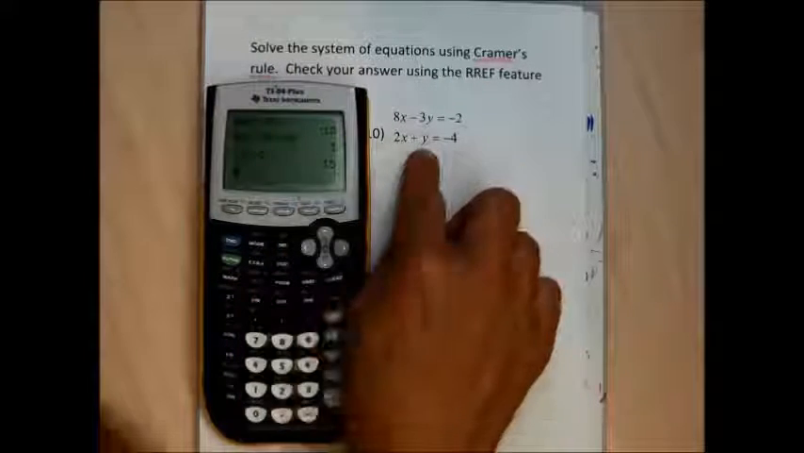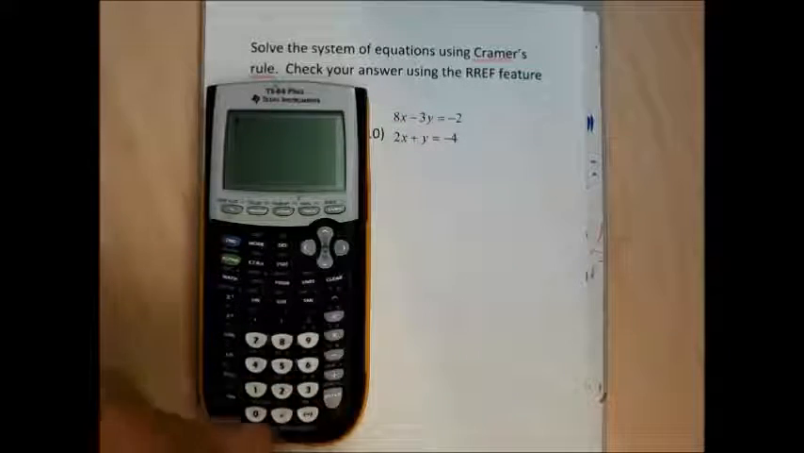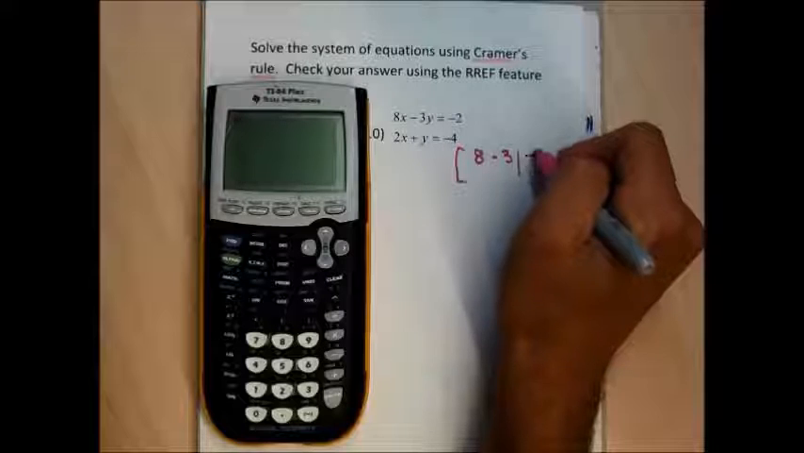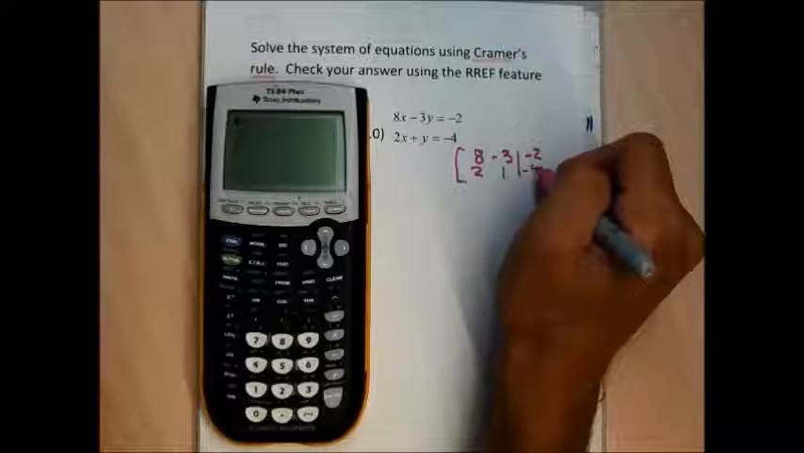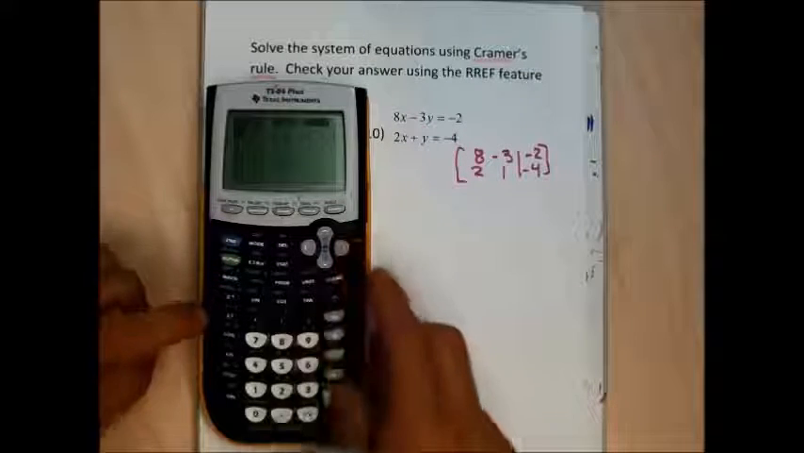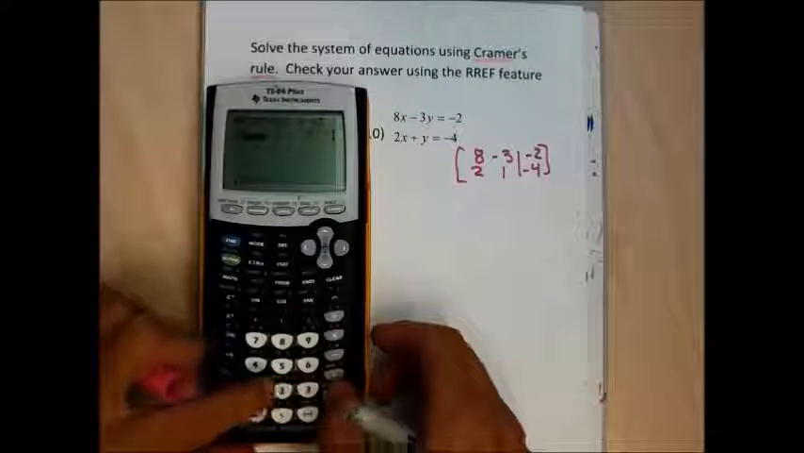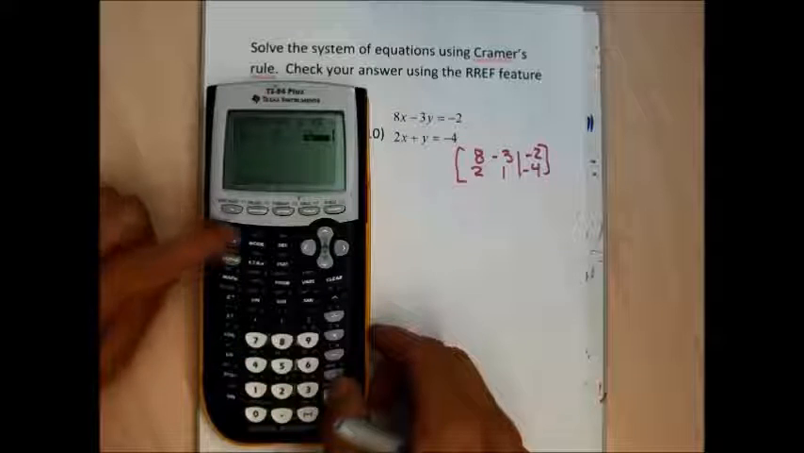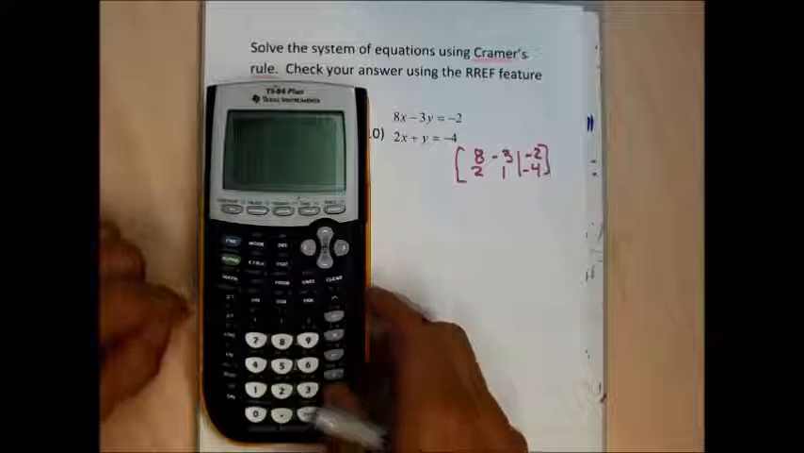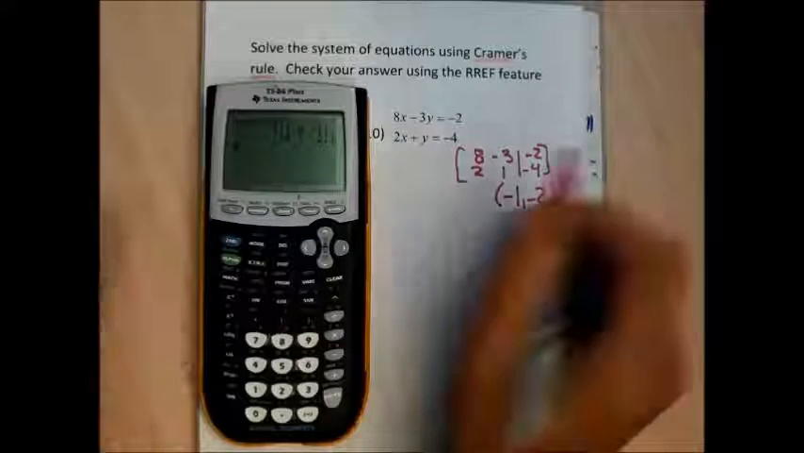I'm going to get the answer for problem 10 real quickly by entering a 2 by 3 matrix. And that 2 by 3 matrix has nothing to do with what's new to this section. It's exactly what we did in the last section, 8.2. But if I enter this matrix and do RREF, I can get my answer. So second matrix, edit, 2, enter, 3, enter, 8, negative 3, negative 2, 2, 1, negative 4. Second quit, second matrix math, RREF, second matrix names, enter. My answer is going to be x equal negative 1, y equal negative 2.